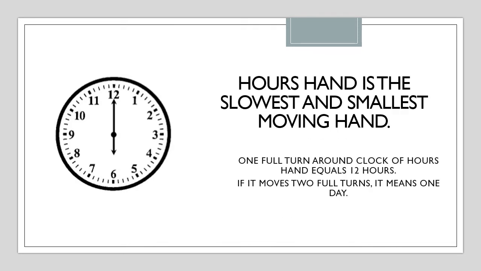Hour hand is the slowest and smallest moving hand. One full turn around the clock of the hour hand equals 12 hours. If it moves two full turns, it means 1 day, which means 24 hours.